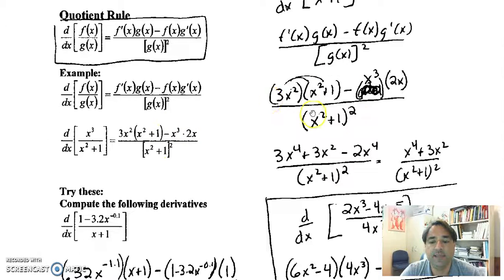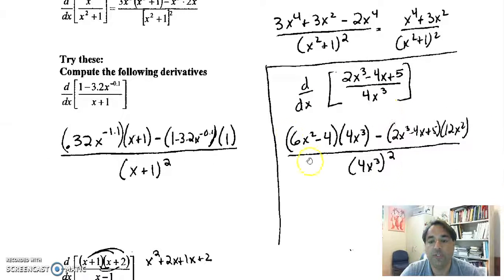So here, to simplify the numerator, we can take the 3x squared times x squared, that would be 3x to the fourth. 3x squared times 1 would be plus 3x squared. And then here, we have the subtraction, x cubed times 2x would be negative 2x to the fourth. Then we can combine like terms. 3x to the fourth minus 2x to the fourth is 1x to the fourth, plus 3x squared, all over x squared plus 1 squared.